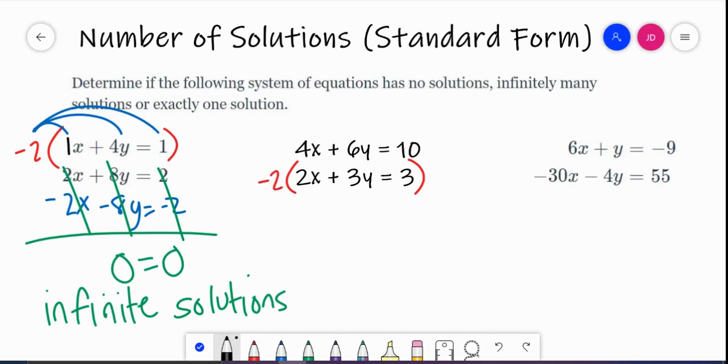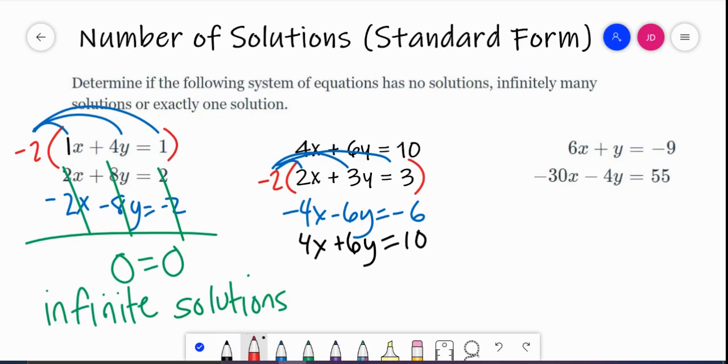So with this one, you have -2 times 2x is -4x. -2 times 3y is -6y. And -2 times 3 is -6. And I'm going to write the other equation right below it: 4x plus 6y equals 10. Now take a look here. When I add these equations together, the x's eliminate, the y's eliminate, but these don't eliminate. -6 plus 10 is 4.